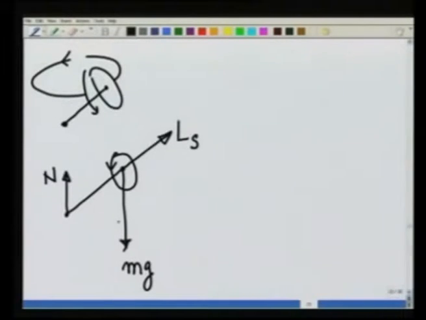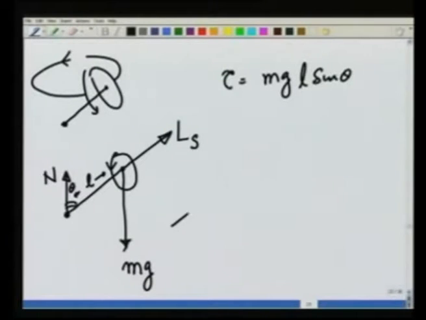What this N and mg together do is provide a torque or a couple which is equal to, suppose this length is L and this angle is theta from the vertical, then the torque provided by them is mg L sin theta. And what about the direction? The way I have shown it right now, the bicycle wheel is like this. This is mg, this is N. So the way I have shown it, the torque is going into the plane of the screen.